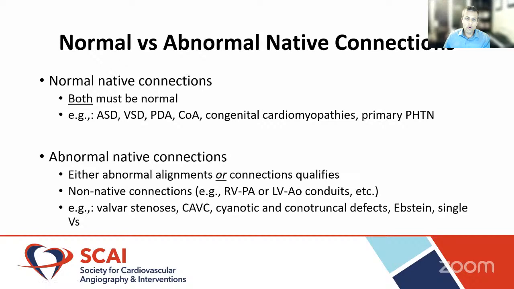So as an example, for normal connections, as I said a second ago, both have to be normal. If you think about it, there are really very minimal diseases that we take care of that are going to meet the conditions for normal connections. That's a simple secundum ASD, simple VSD, PDA, coarc, any congenital cardiomyopathies, any primary pulmonary hypertension, because if it was an acquired condition, we would be using the non-congenital codes.